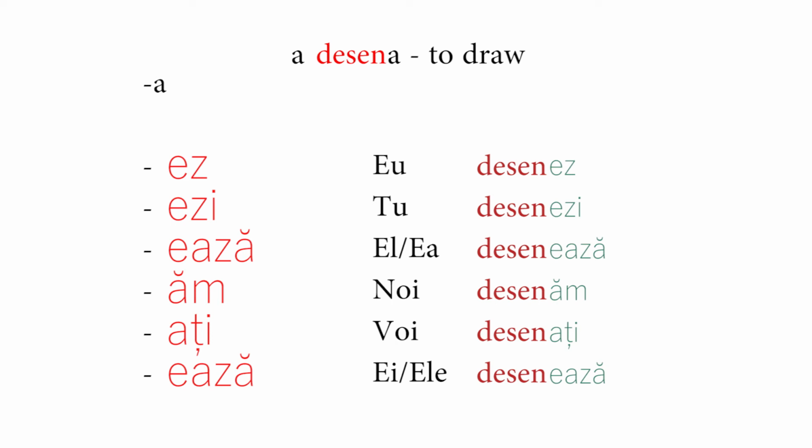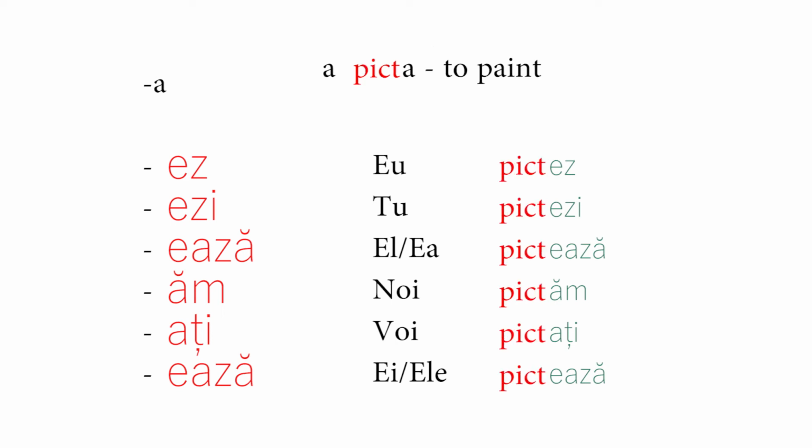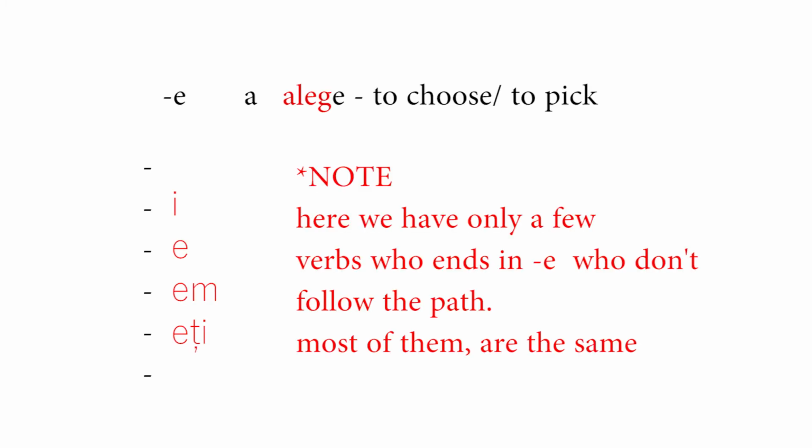The same for a picta, which is to paint. Eu pictez, tu pictezi, el, ea pictează. Noi pictăm, voi pictați, ei, ele pictează. You see, it's easy. Okay, so now we move on to the second group, the e in English.